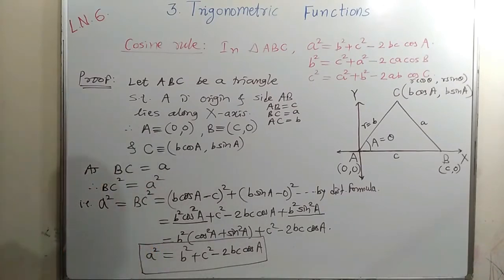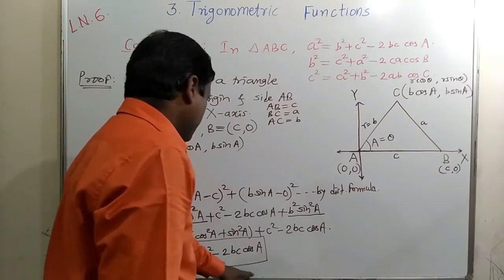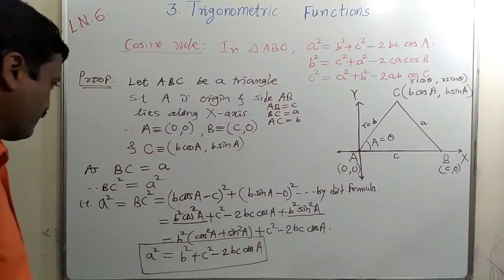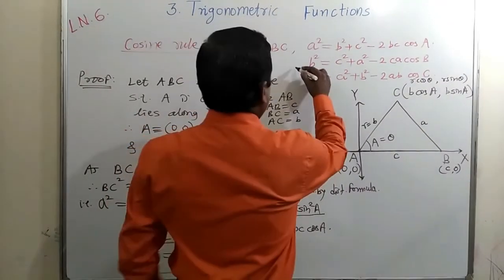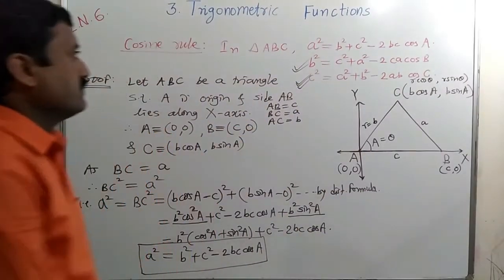So we get this result here: A square equals B square plus C square minus twice BC cos A. Similarly, we can prove the remaining two results, this one second and this third.